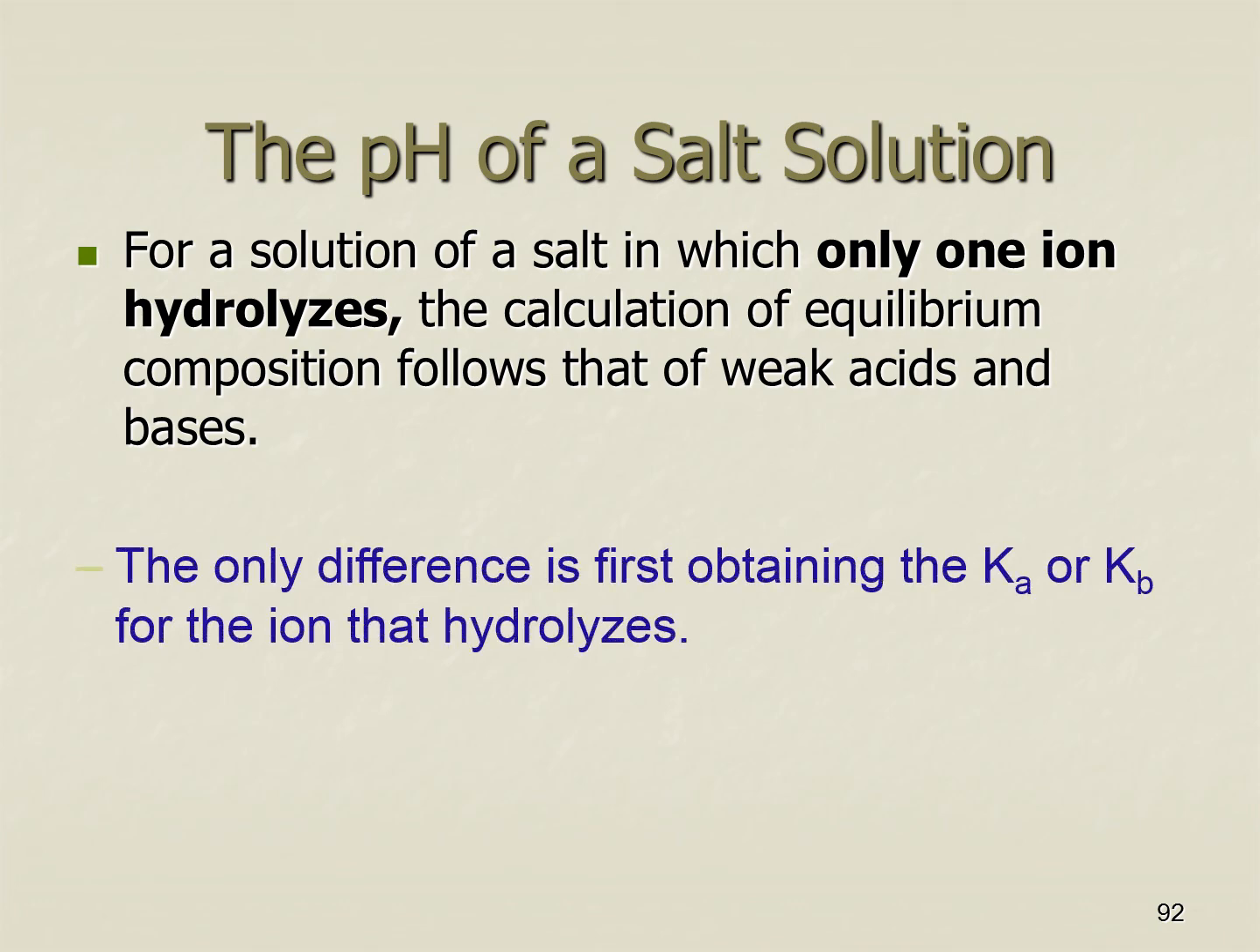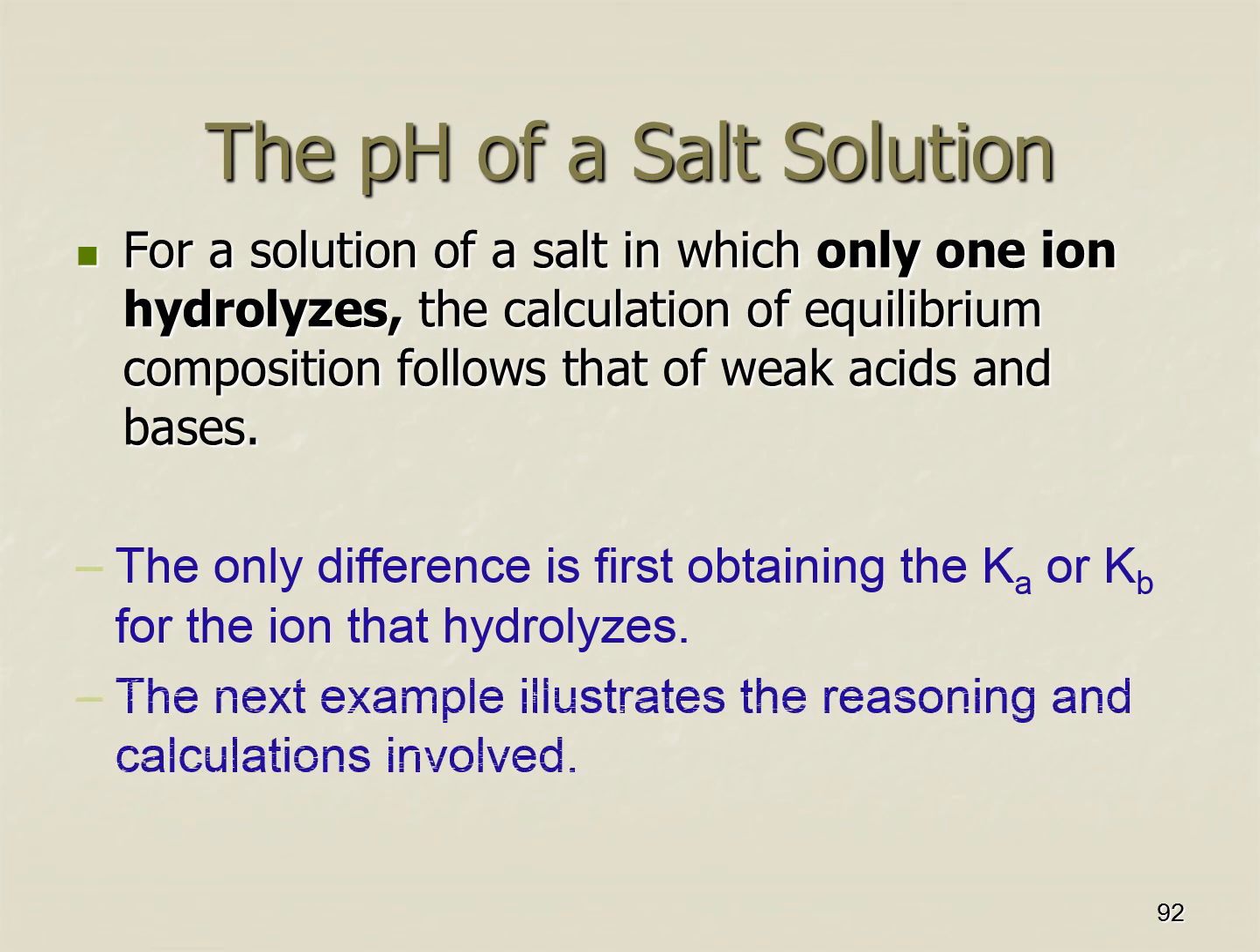And so again, they're just like what we've been doing so far. The only thing is that you have to find the Ka or the Kb for the ion that hydrolyzes. And we just saw how they're related. If you want the Ka for a positive ion and you can't find it, you can find the Kb for the base and calculate Ka. Or if you want to find the Kb for a negative ion, such as the acetate ion or the CN negative ion, you can look up the Ka for the acid, and then find the Kb by calculation.